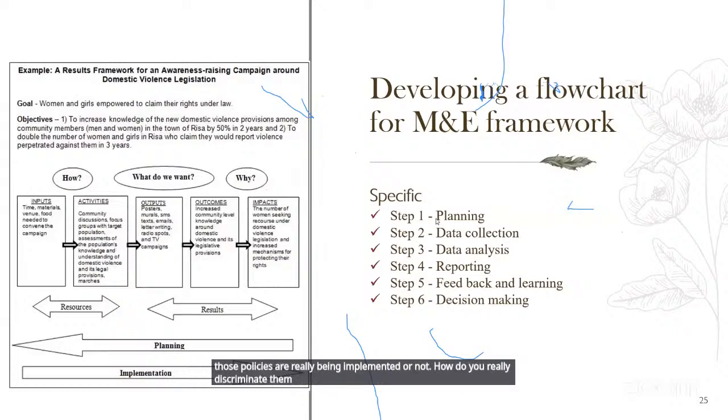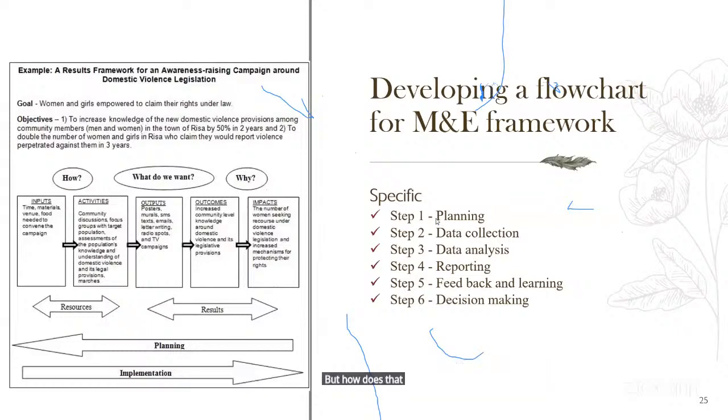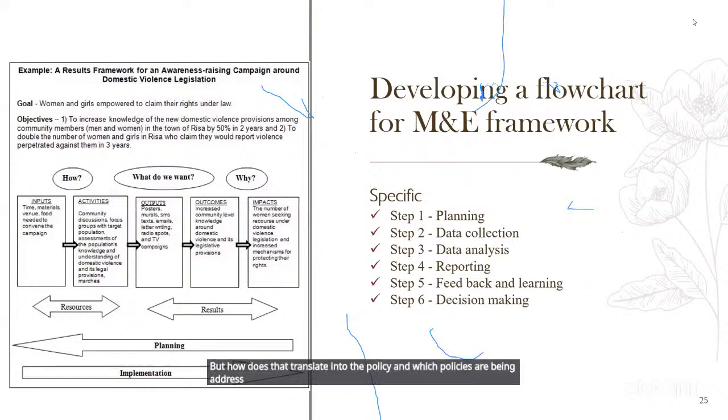Do we have any mechanism to isolate between, like this CSA, we have several practices of CSA, we do it as a practice. But how does that translate into the policy, and which policies are being addressed and to what extent? How do you really do it? And thank you very much. Yeah, back to you.